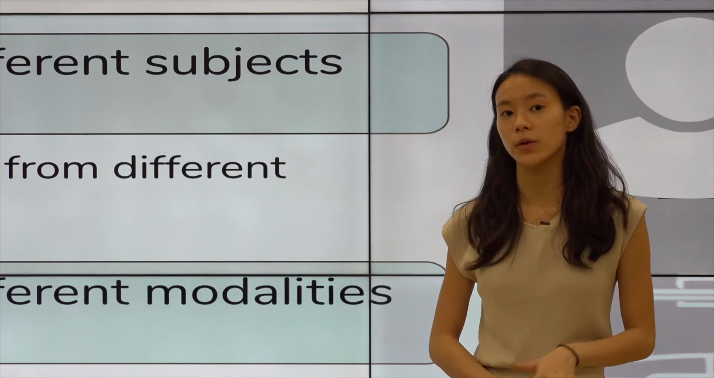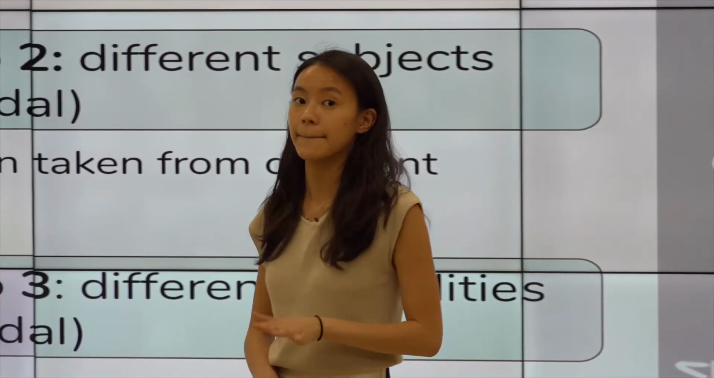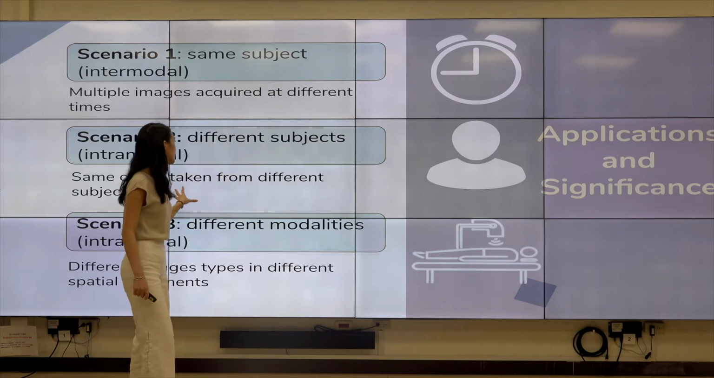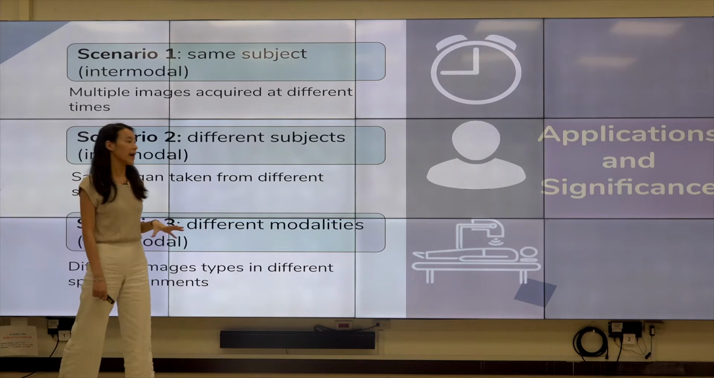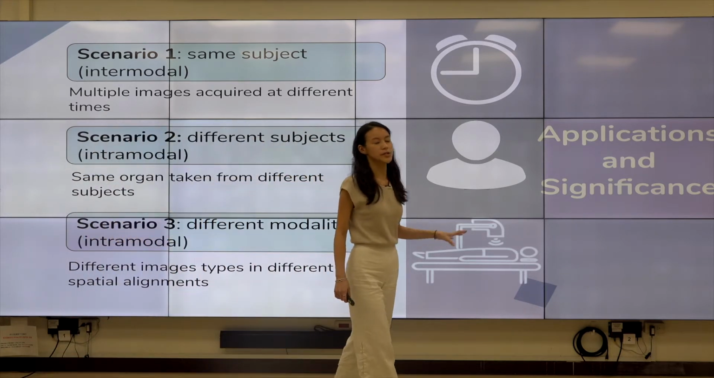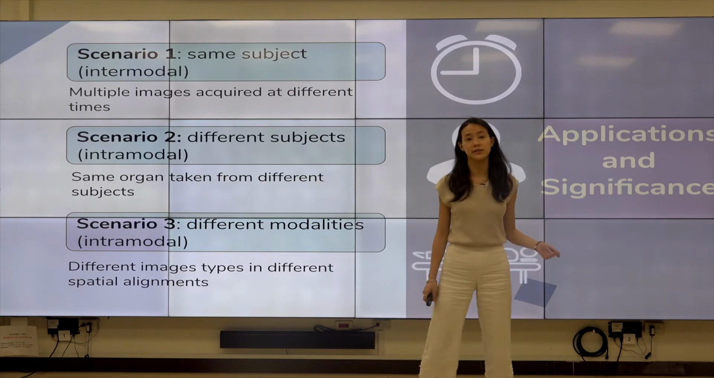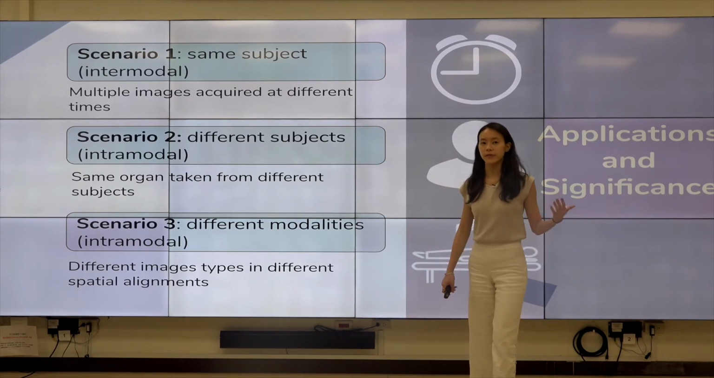And because of this, we would potentially need registration for the same subject or the same person. Second scenario would be for different subjects, and this is considered as intramodal. For different subjects, it could be a situation where you're comparing 5 different people who have brain tumors. However, they may be in different locations.